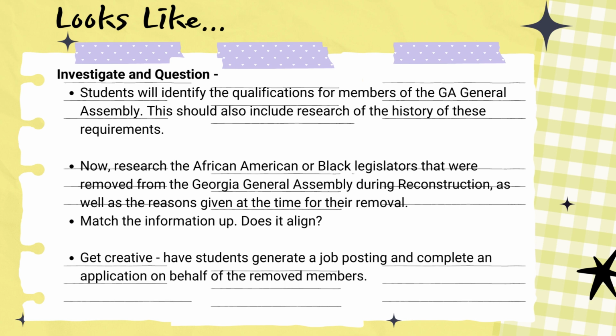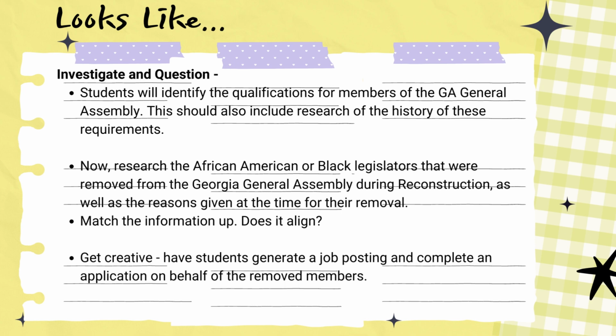Okay, have your students investigate and question. So, for example, focusing specifically on CG2, have the students identify those qualifications for the members of the Georgia General Assembly. That should also include research of the history of these requirements, meaning, have the requirements changed? If we're going to be specifically situating it in the Reconstruction era, what were the qualifications for members of the Georgia General Assembly at that time? What are they now? Were they the same?